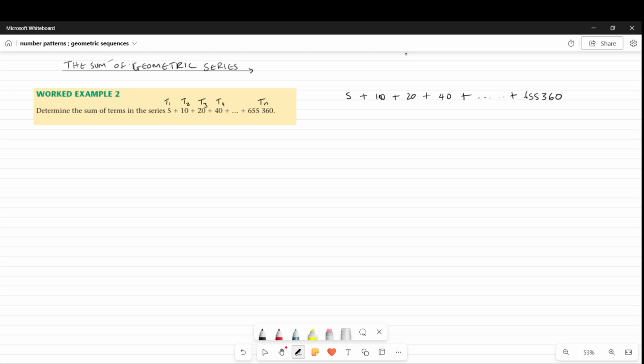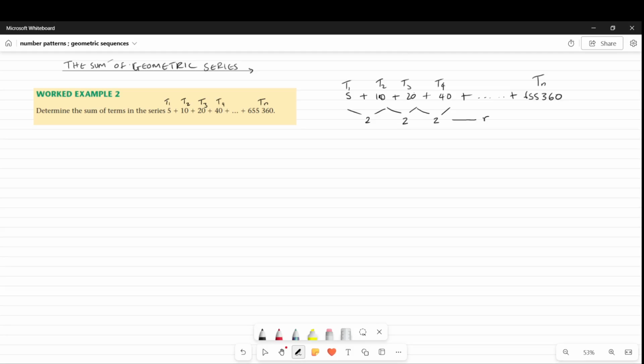Now we know we've got the first four. The first thing we need to do is get our common ratio. 10 divided by 5 gives us 2. 20 divided by 10 gives us 2. 40 divided by 20 gives us 2. So this is our common ratio, and this is our Tn. This is T1, T2, T3, T4.